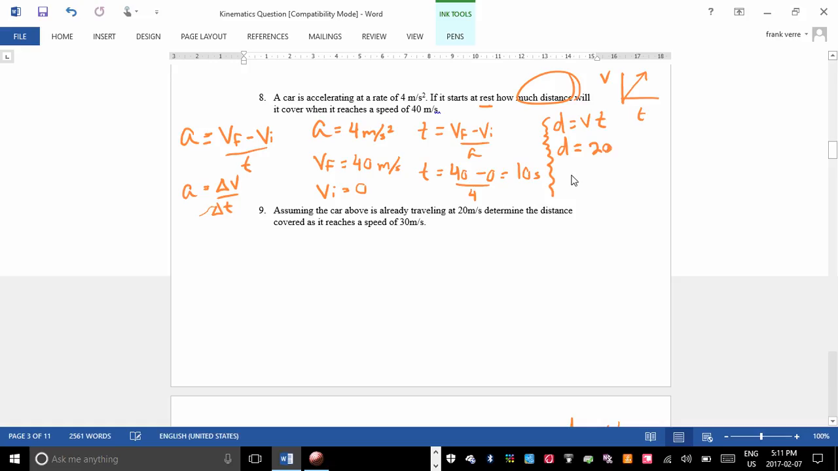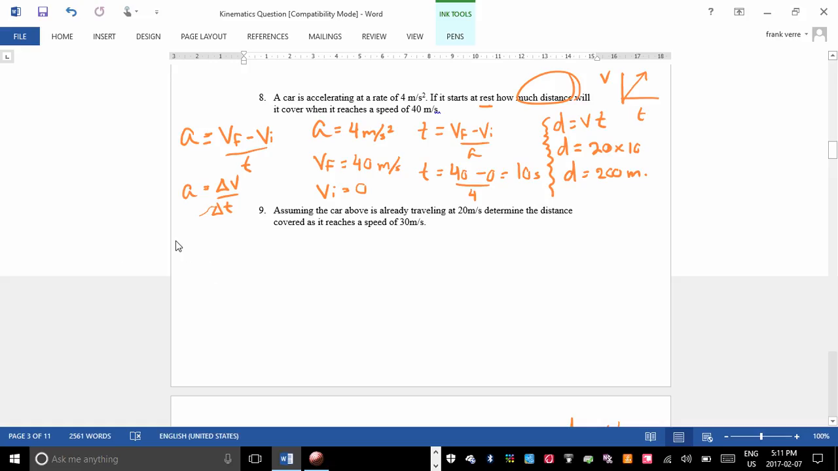So there's your V average, 20, times the time, which we now know is 10 seconds. And that'll give us an answer of 200 meters. So there's your answer: 200 meters for a car that is accelerating at a rate of 4 meters per second squared. Now there are other equations you could use for acceleration. I'll show you another one.